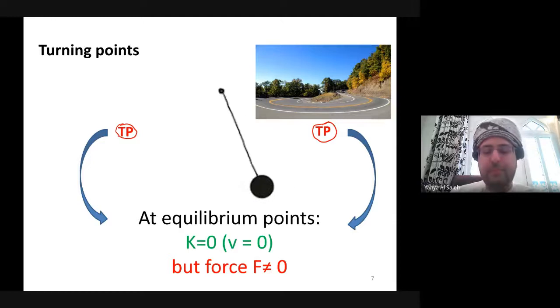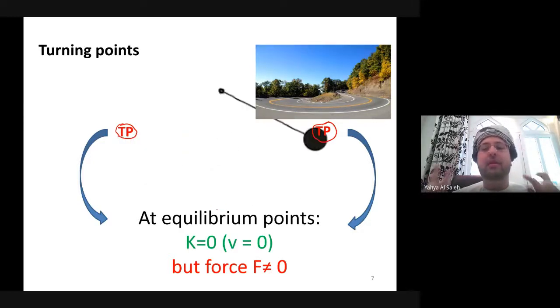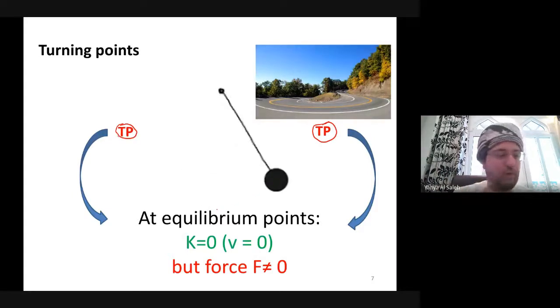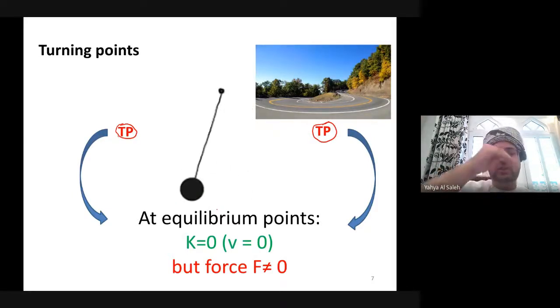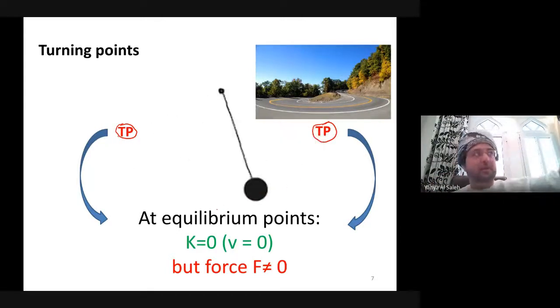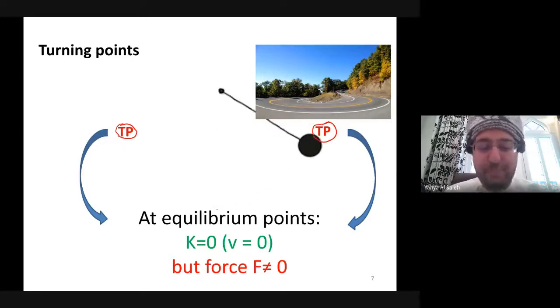At equilibrium points, we call it an equilibrium point where things are equal. Our kinetic energy is 0. Our velocity is 0 because it stops, but our force is not 0. Our force is maximum because it starts going back down again. If the force was 0, it would not be going back down again.